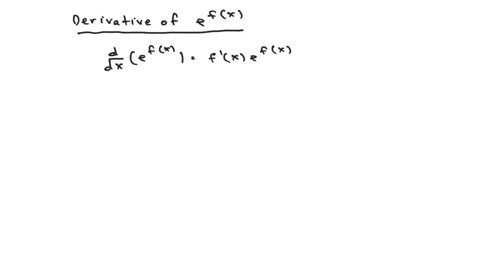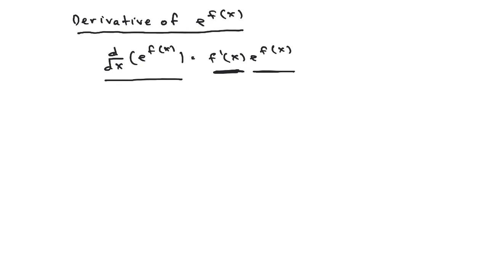Okay, so in this video we're going to talk about the derivative of e to the f of x. Instead of just having e to the x, whose derivative we learned is e to the x, now we're going to have a function of x in the exponent. Here we're going to use this rule: d/dx of e raised to some function of x is the derivative of the exponent, so f prime of x, times the original function e to the f of x.